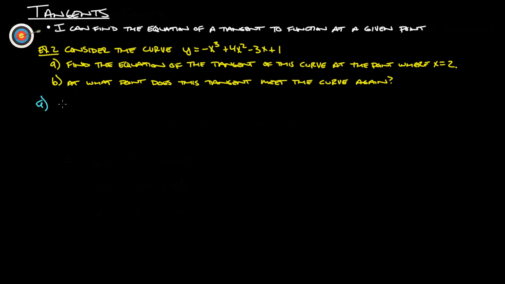For A, we're going to want to have y minus y1 equals m times x minus x1, right? So the parts that we need to fill in are the y1, the m, and the x1. We know that the curve, it's where x equals 2, so we do know that our x1 there is 2. So to find the y, we plug our 2 into this equation here.